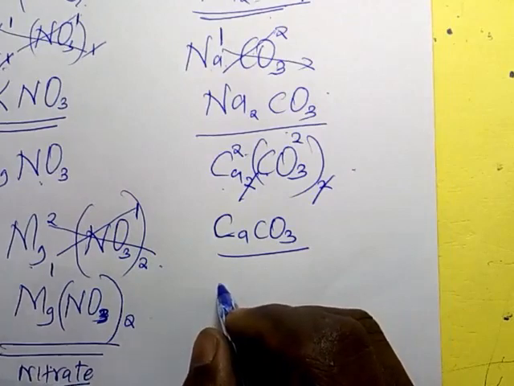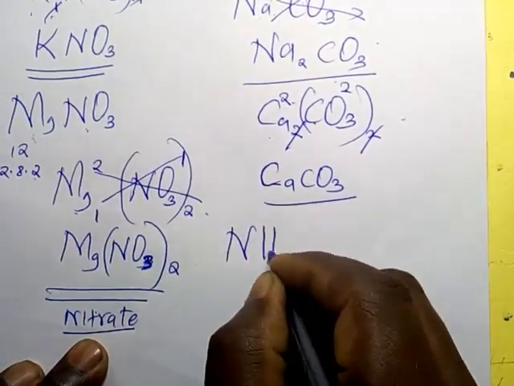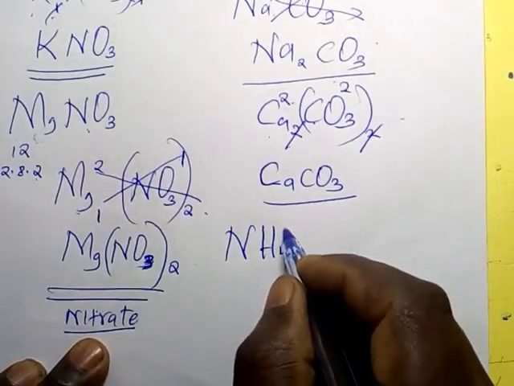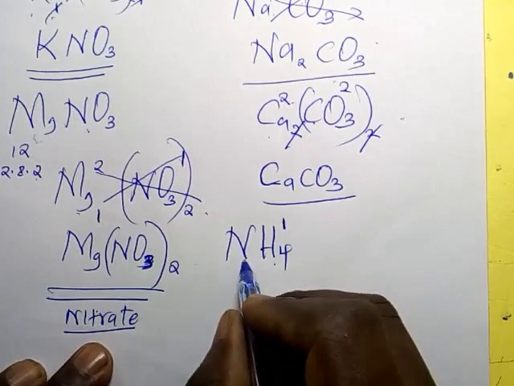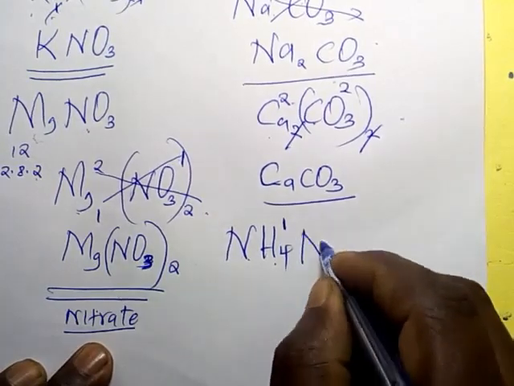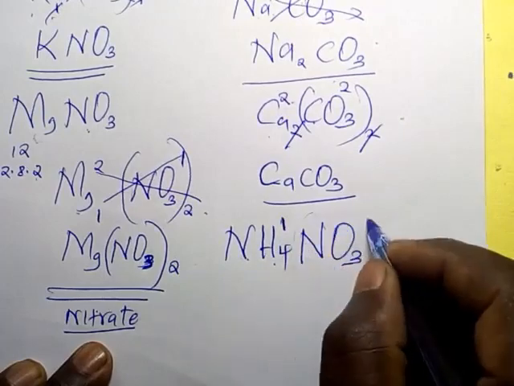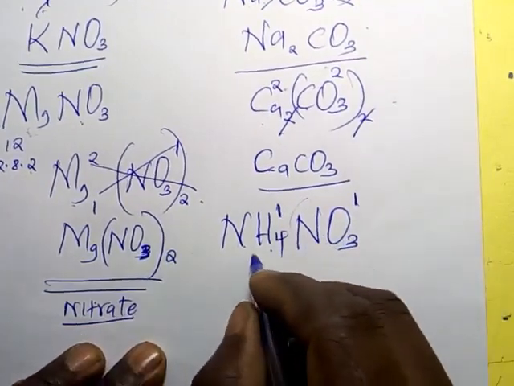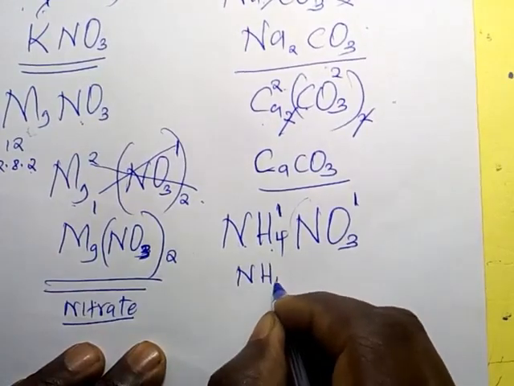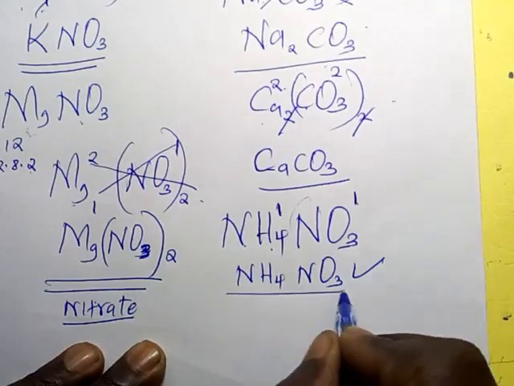The next one is ammonium ion. Ammonium ion has a valence of 1. So if I want ammonium nitrate, this one has a valence of 1, and nitrate has a valence of 1. Therefore, the correct chemical formula for ammonium nitrate is just like this. Ammonium nitrate. And this is very correct for ammonium nitrate.